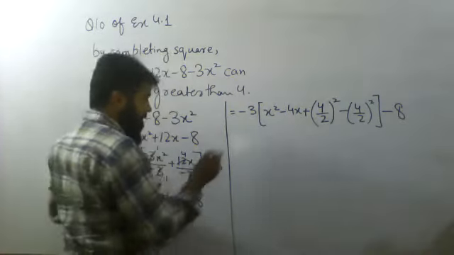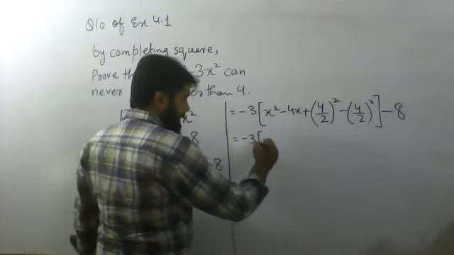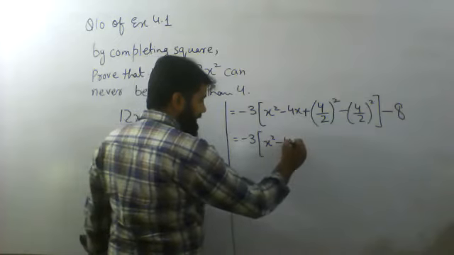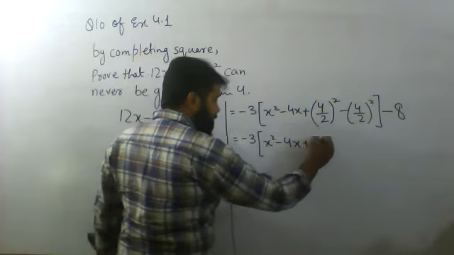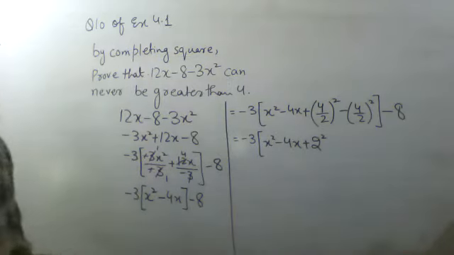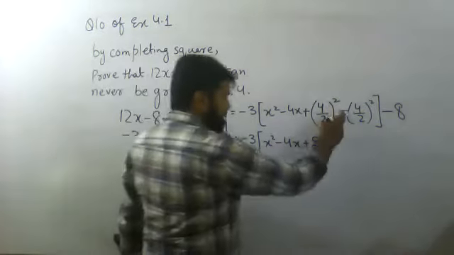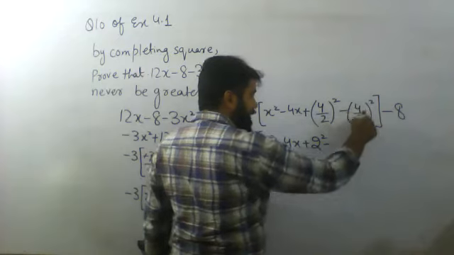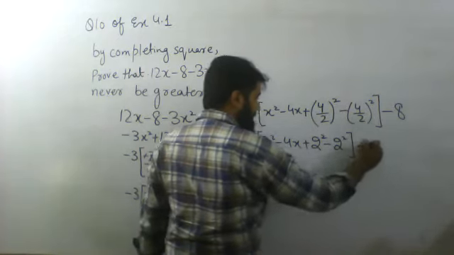Now minus 3, x square minus 4x, 4 upon 2 will be 2 square. Don't apply square right now. First of all, we are going to enclose it in completing square form, and then we are going to apply square. Minus sign will be written as it is, 4 over 2 whole square minus 8.